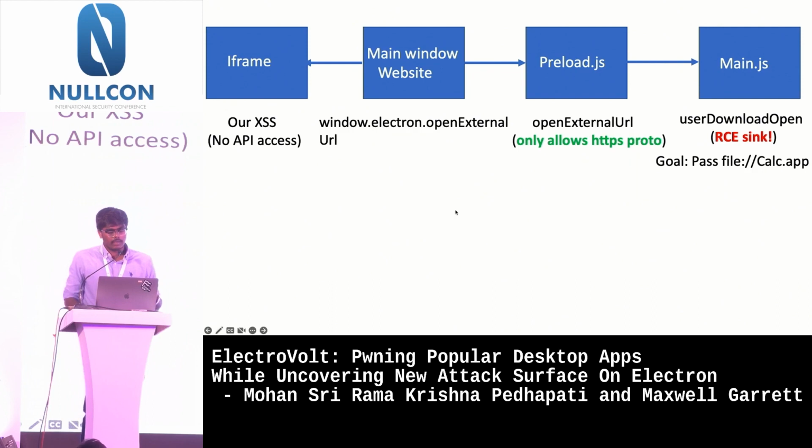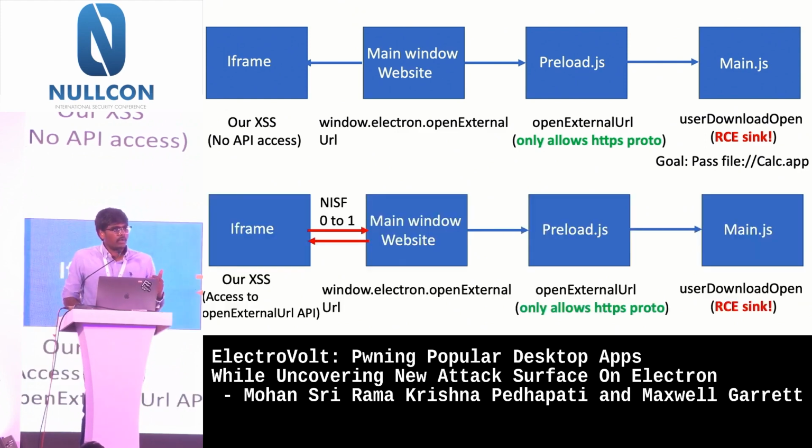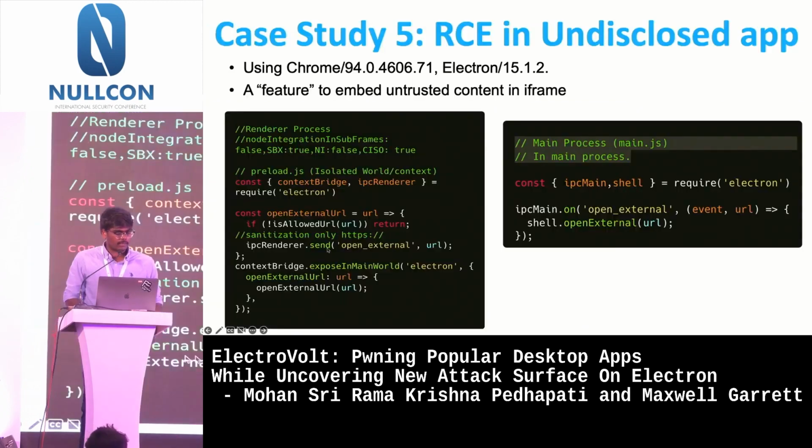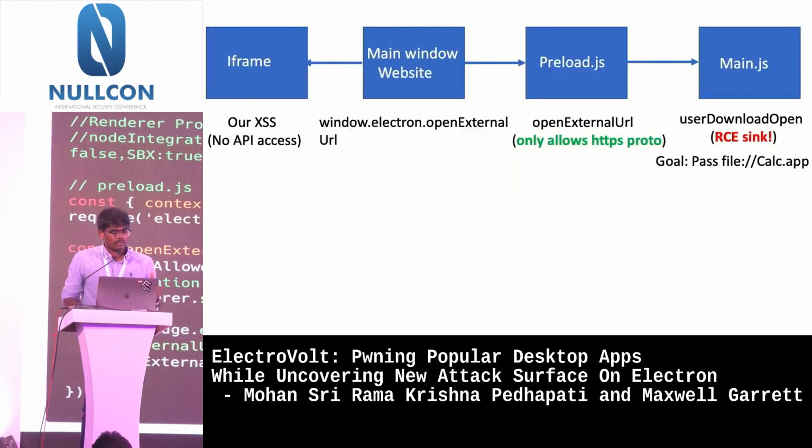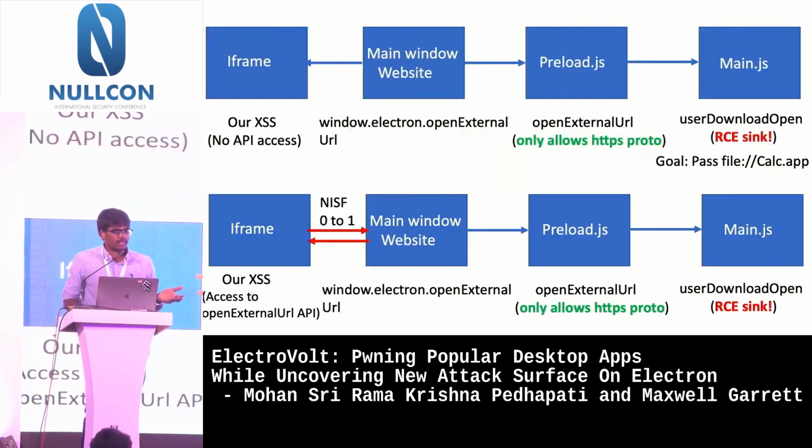We have the main JS where we have an RCE sink, and the preload JS can access this, and also the main window website, but our XSS can't access this, which means we use the node integration in subframes exploit. Sorry, I forgot to tell something. In the preload scripts, they are checking if the URL is HTTP or not. So if you send a URL with the file protocol, it won't allow us to open it. So we can't use the previous node integration in subframes exploit.